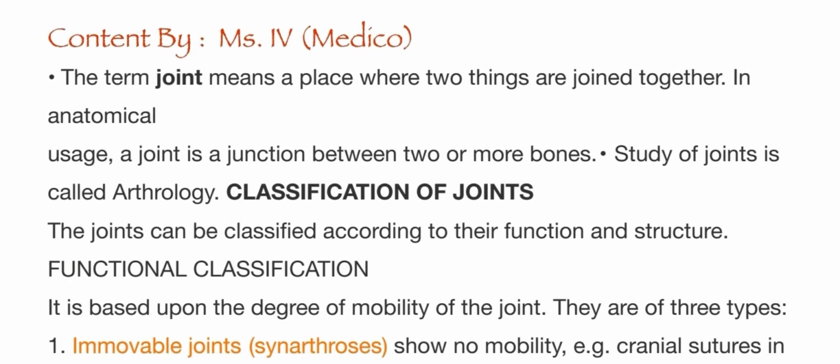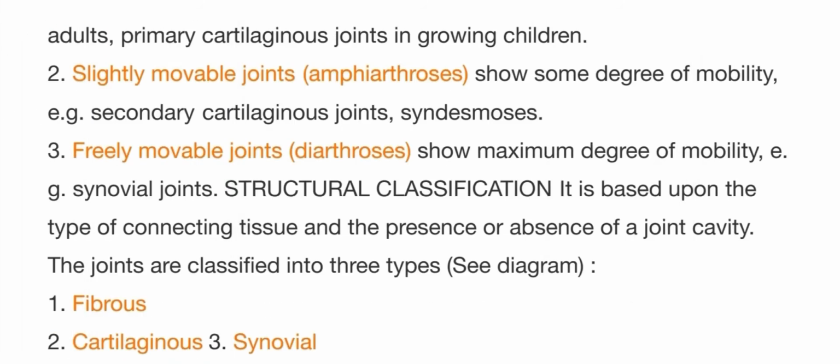So first, immovable joint, which has no mobility. Example: cranial sutures in adults and primary cartilaginous joint in growing children. Second, slightly movable joints, which have some degree of mobility. Example: secondary cartilaginous joint and syndesmosis. And third, freely movable joints, which is also called diarthrosis, in which there is maximum degree of mobility. Example: synovial joints.